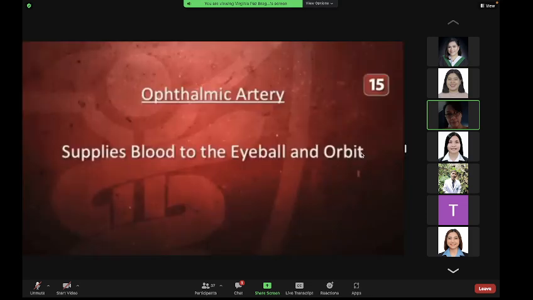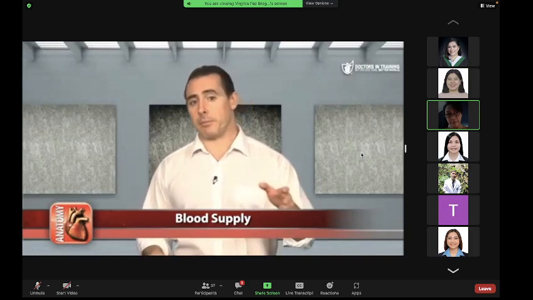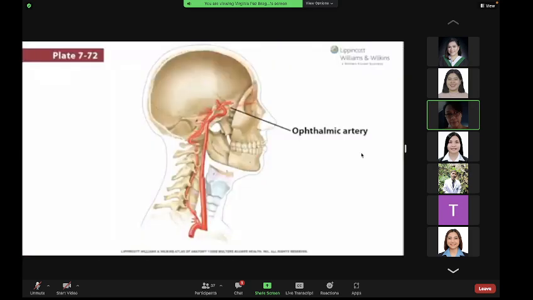The ophthalmic artery supplies blood to the eyeball and orbit. The blood supply to the eyeball is covered by the central artery of the retina and the posterior ciliary arteries. The remaining branches of the ophthalmic artery follow the branches of the ophthalmic nerve and are named identically.